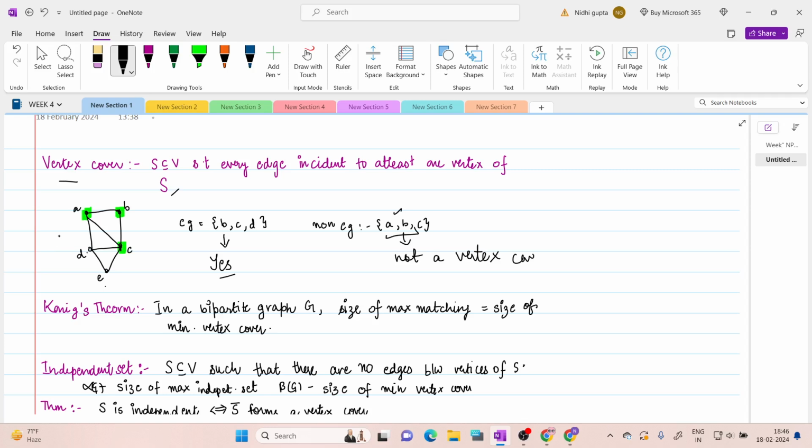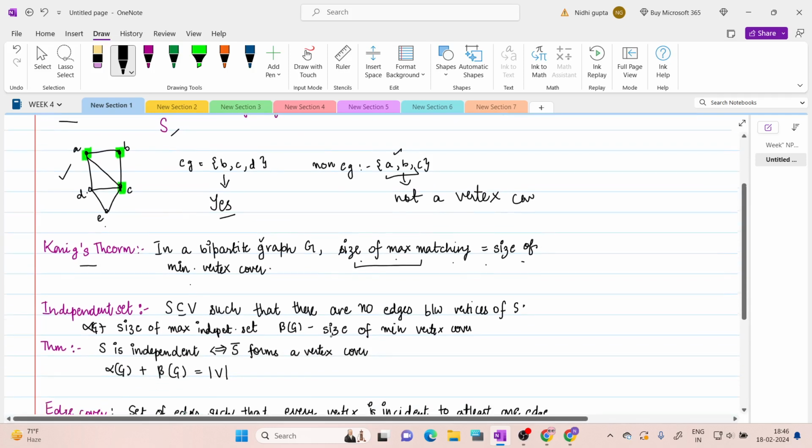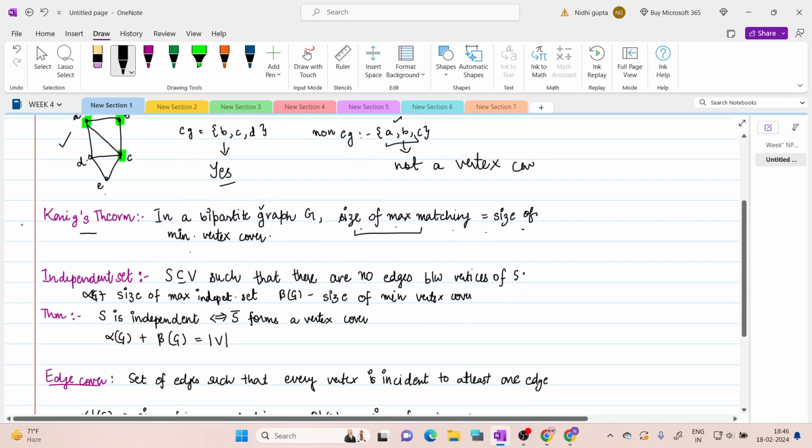So this is the definition of vertex cover. Now Konig's theorem says that if we have a bipartite graph G, then the size of maximum matching has to be equal to the size of minimum vertex cover. This has been proved in class. So in a bipartite graph, finding the size of maximum matching is the same as finding the size of minimum vertex cover. This is Konig's theorem.